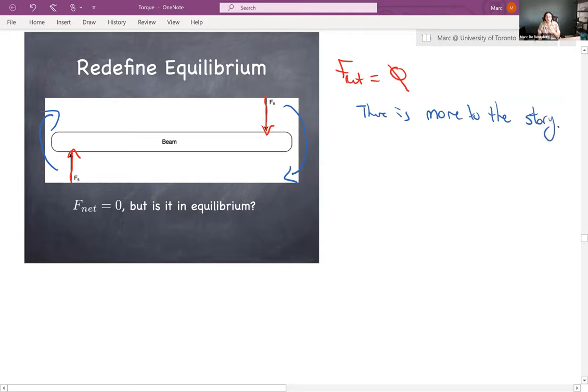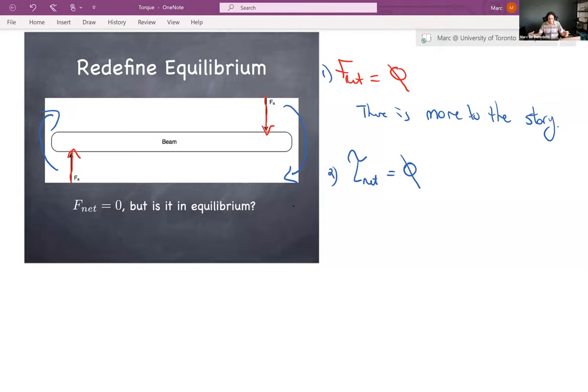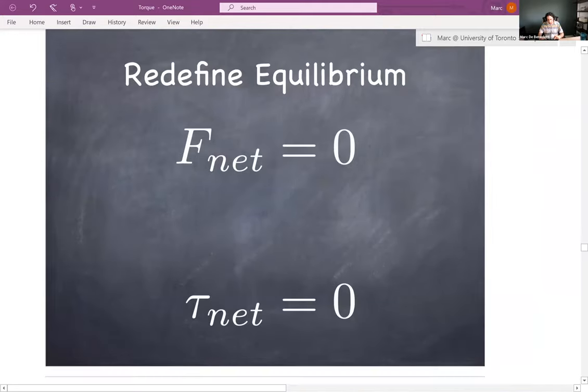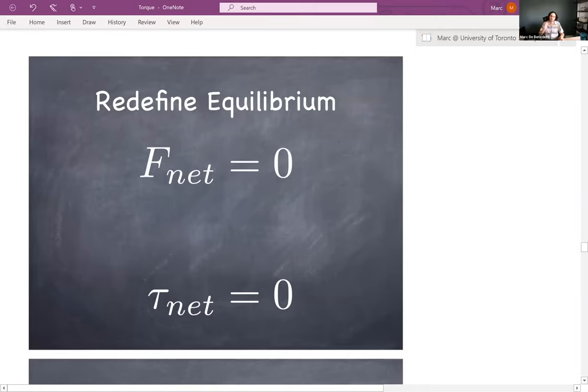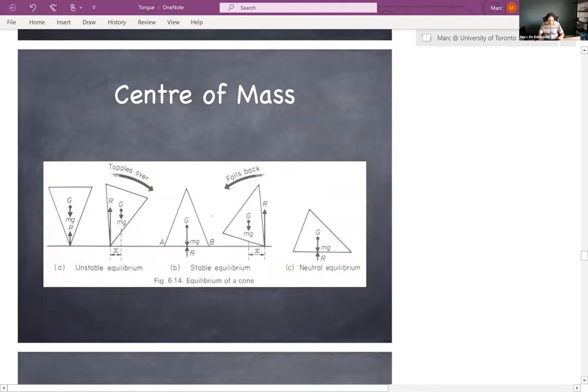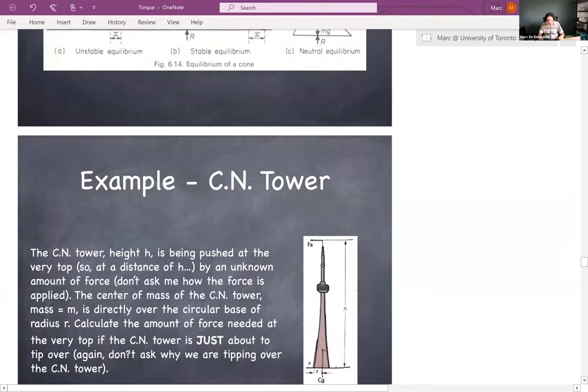So if an object is truly in equilibrium, we now also have to say that the net torque is equal to zero. Both of these things have to be true in order for an object to be classified as being in equilibrium: both F net equals zero and torque net equals zero. So that's what this slide says. Both things have to be true for an object to be in equilibrium. Okay. Just for the sake of time, I'm going to skip that slide.